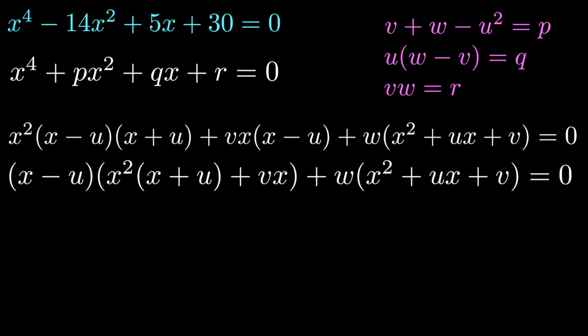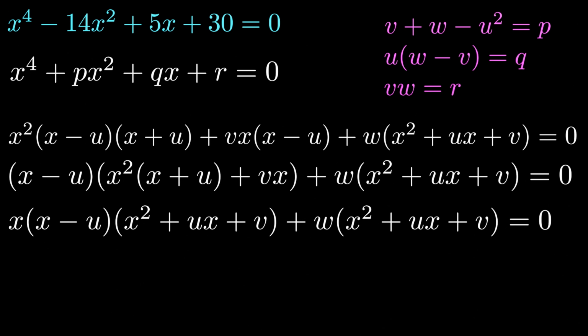We can factor out an x minus u from the first and second term, so that we end up with the following: x minus u times (x squared times x plus u plus vx) plus w times x squared plus ux plus v equals 0. Now, if we factor out an x from x squared times x plus u plus vx, and distribute one of the x's, we end up with x times x minus u multiplied by x squared plus ux plus v, plus w times x squared plus ux plus v equals 0.